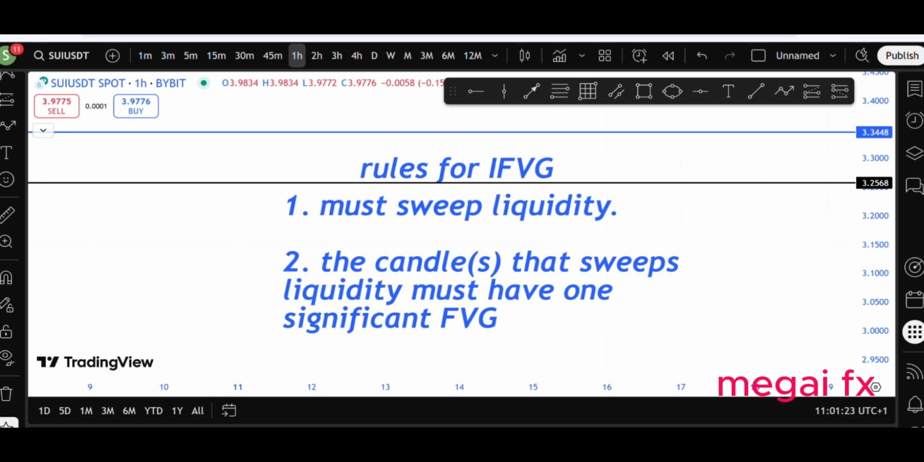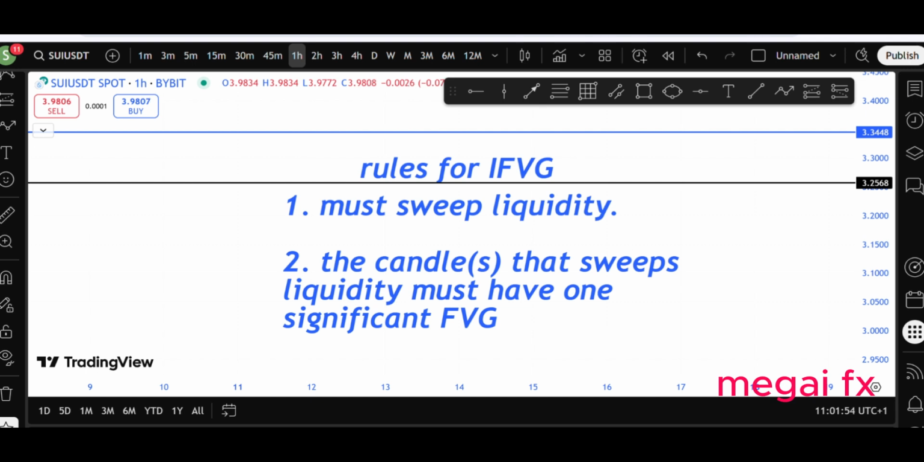And in today's video I'll be talking about inversion fair value gap for trade entry. I'll be talking about how you can use inversion fair value gap for trade entry. Inversion fair value gap is one of the most powerful entry methods you can adopt in your trading career. It's one of the entry criteria you need to use.